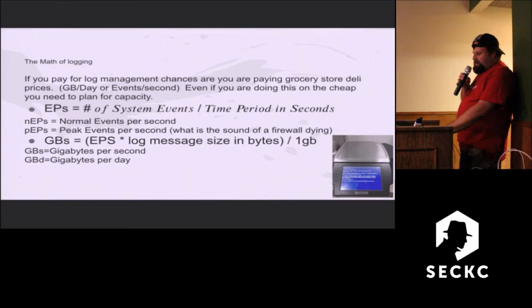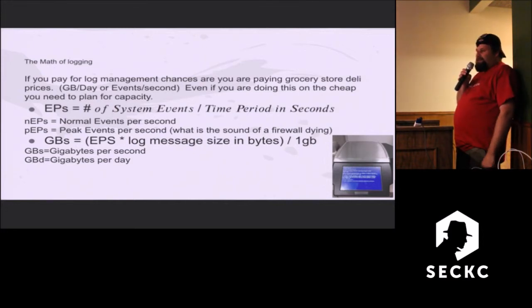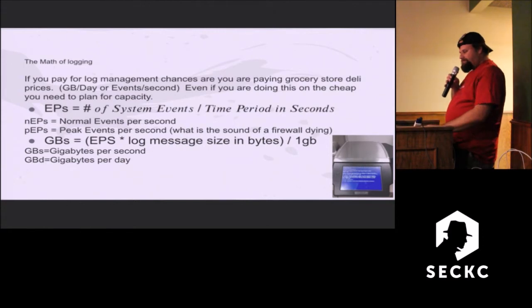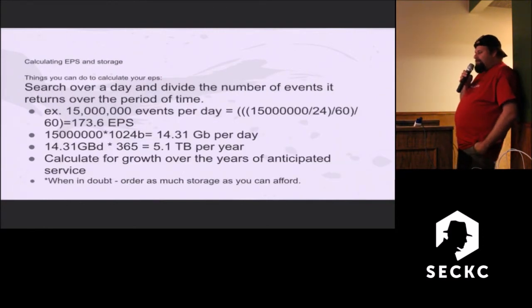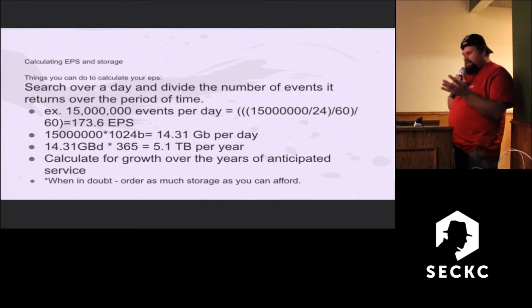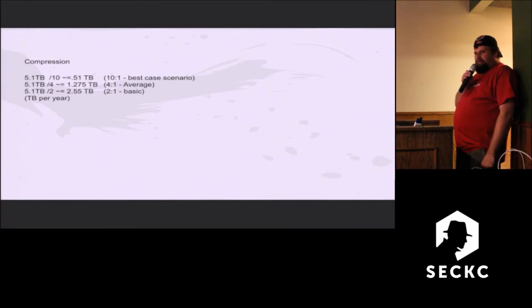Also storage. You take the average size of your log, multiply it by your events per second, and then by the number of seconds in a day, and that's how much storage you're going to use in a day. So if I have 15 million events in a day, 15 million divided by 24, divided by 60, divided by 60 is 173 events per second, and roughly 14.31 gigs per day. That isn't so small anymore, is it? Over a year, it turns into 5 terabytes. That isn't bad, but it's still a lot of storage to throw just at logs.